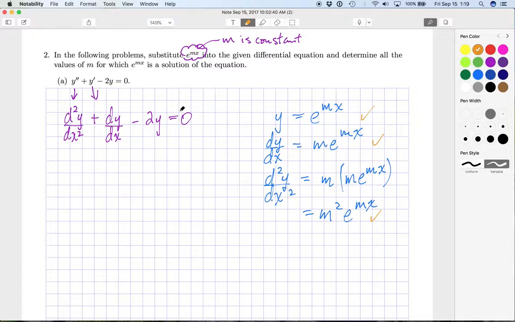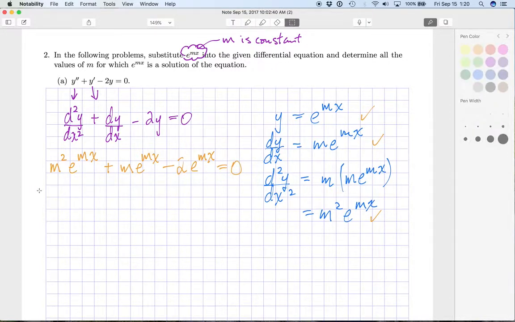All right, so these three expressions we will insert into this equation with the hope that we can find m values that make the equation true. So I'm going to place the second derivative, which is m squared e to the mx, in for the second derivative, and to that we're adding the first derivative, m e to the mx, and then finally minus 2 times the original function, which is e to the mx, equaling 0. And this is what we're trying to solve. This is the equation that we're trying to find values of m that will satisfy it.